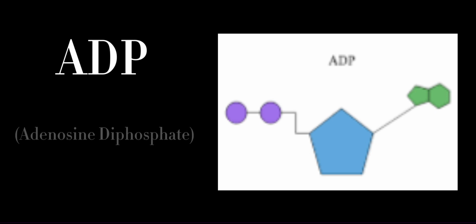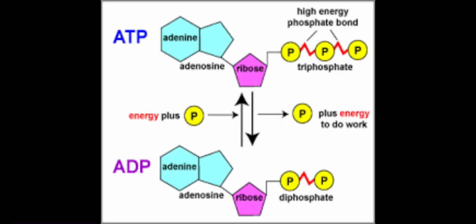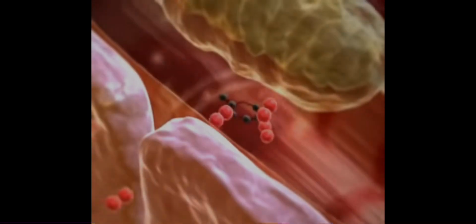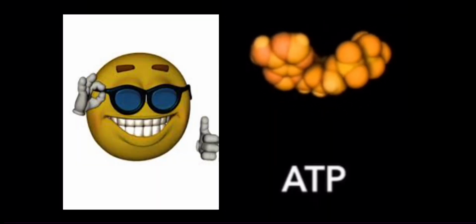ADP, or adenosine diphosphate, provides one of the building blocks that creates ATP. ADP and ATP are very similar. ADP only has 2 phosphate groups, while ATP has 3 phosphate groups. During respiration, a cell will reattach a phosphate onto the ADP molecule, contributing to the production of ATP.